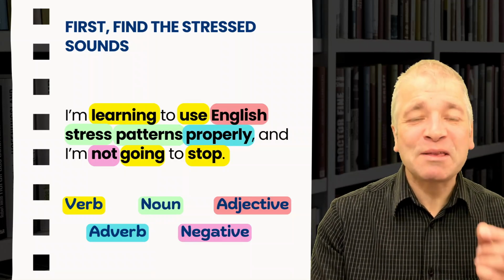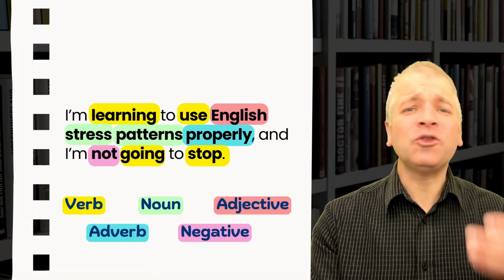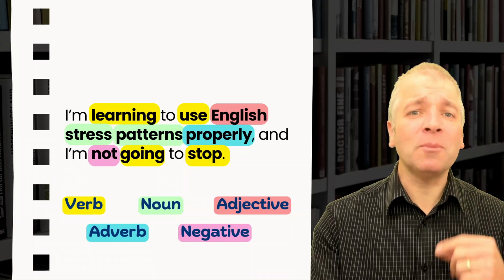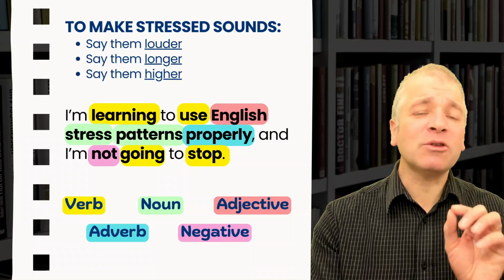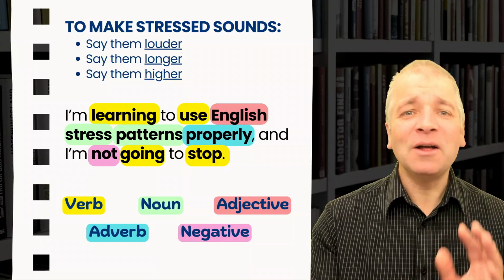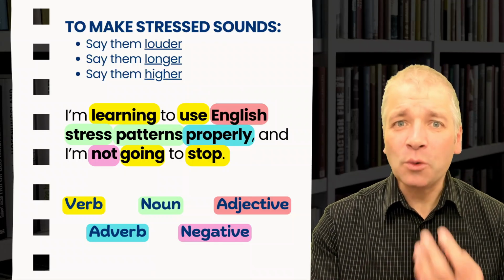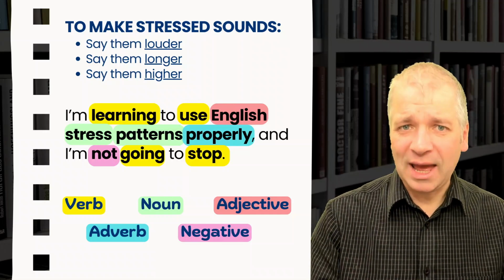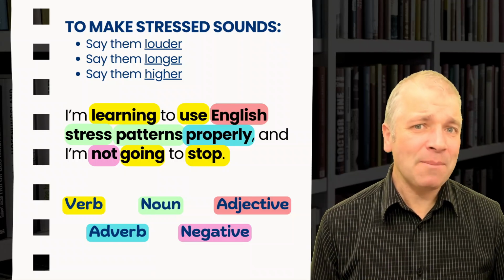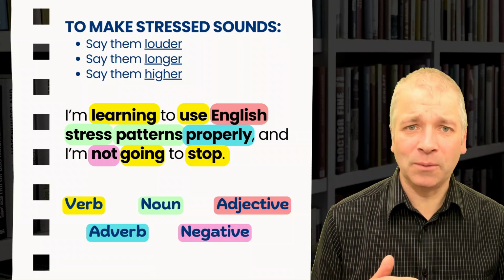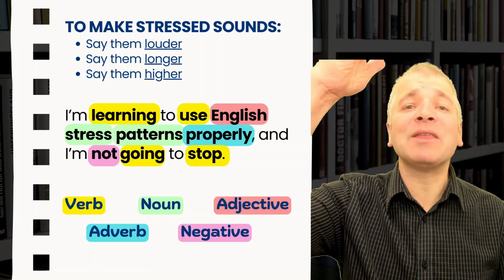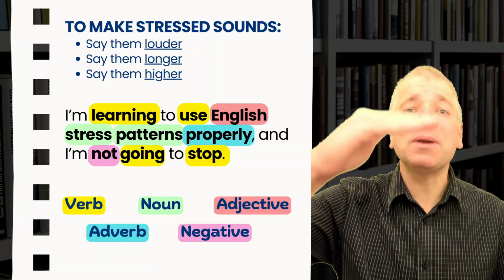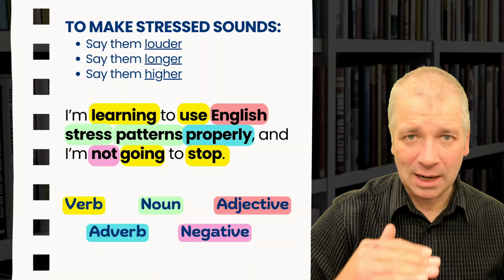Now we know what the stressed sounds are, what do we do to make this stress? Well, there's 3 things that you need to make sure you do to make a sound stressed. You need to say the sound louder than the unstressed sounds. You also need to say them for a little bit longer than the words or sounds that don't have stress. And finally, you need to say them higher. That means higher in tone. Higher in tone means going up like this. Lower in tone means going down like this. So stressed words will be higher, unstressed sounds will be lower.